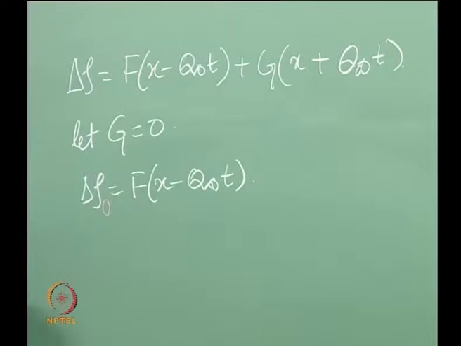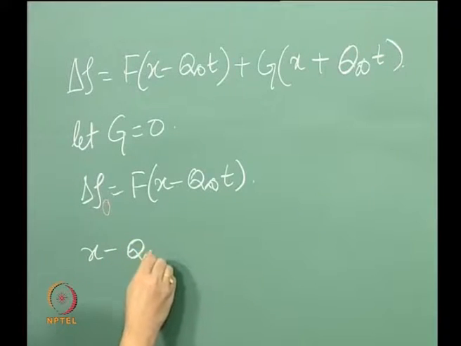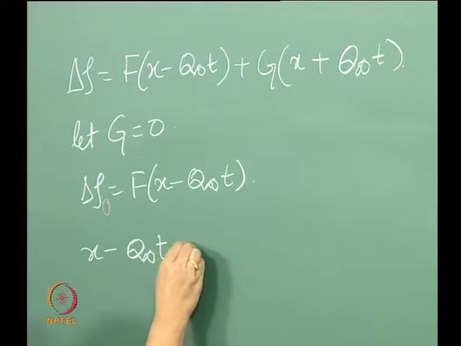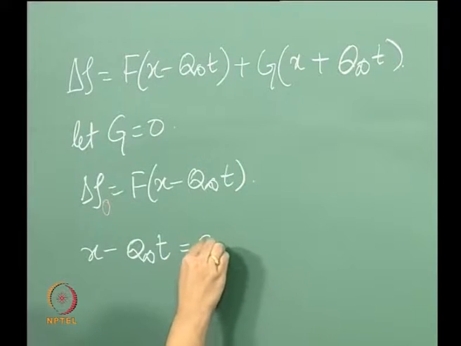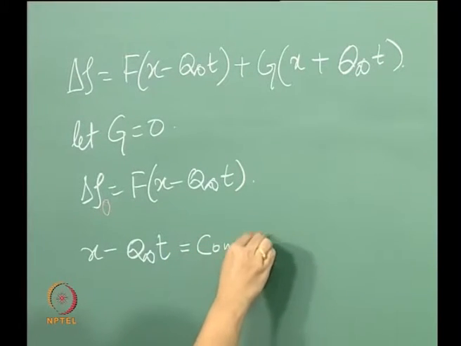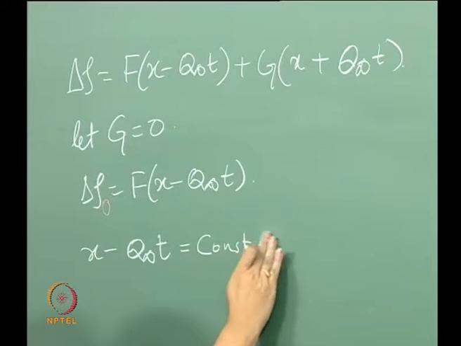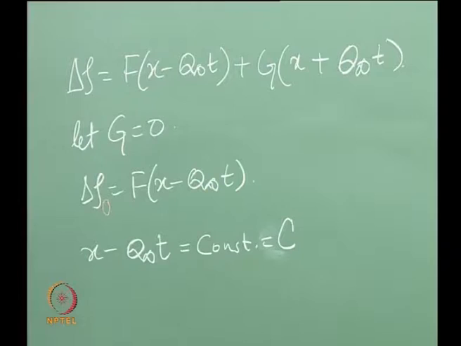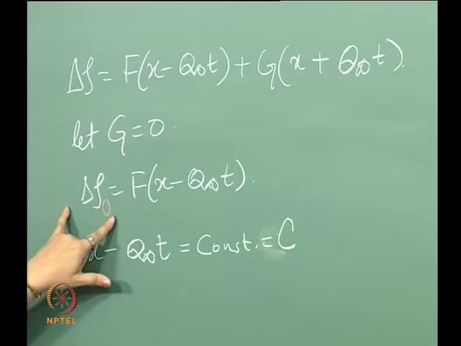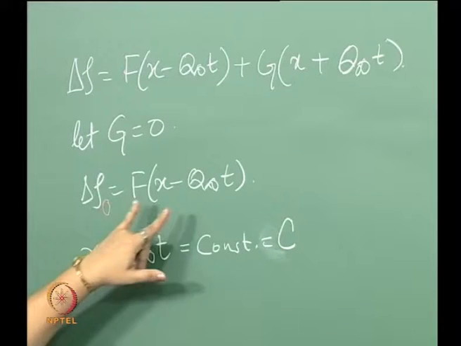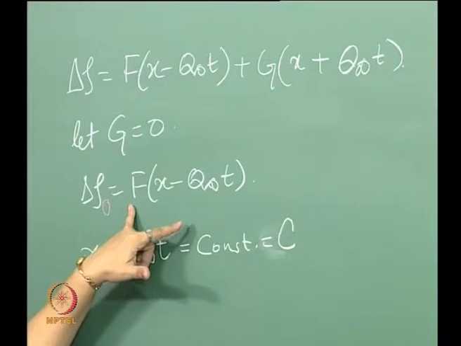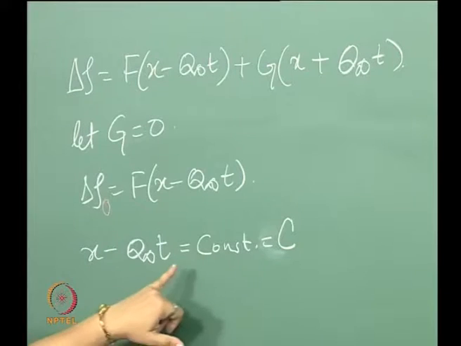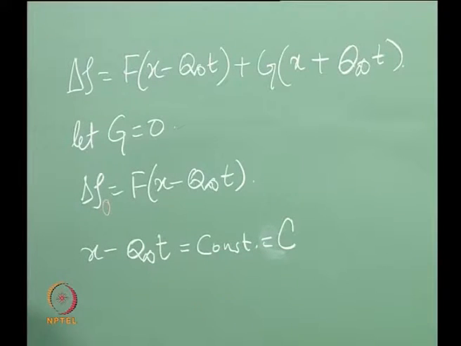So, in that case, if that is so, then let us call that as C. Okay. So, essentially, delta rho is a constant. Okay. So, in that case, this is an arbitrary function. So, therefore, this also becomes constant. Let us call that as C.